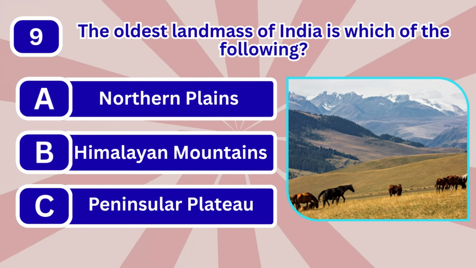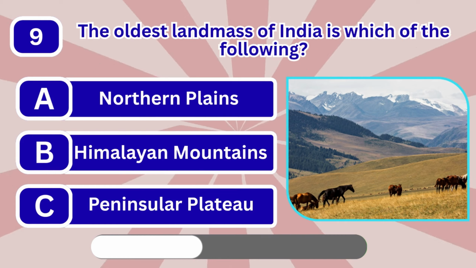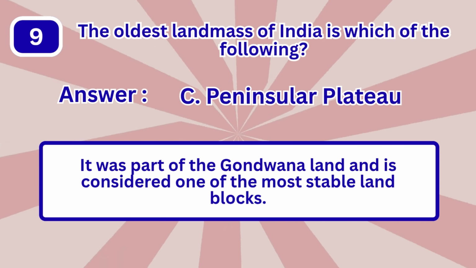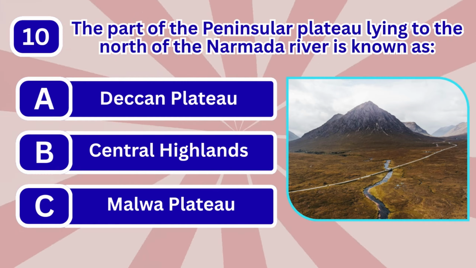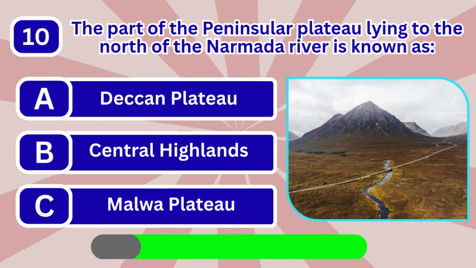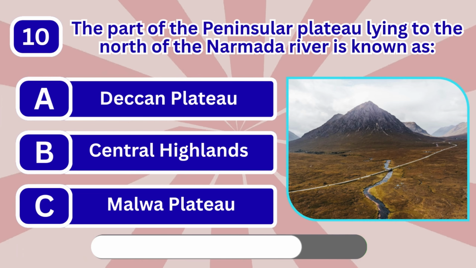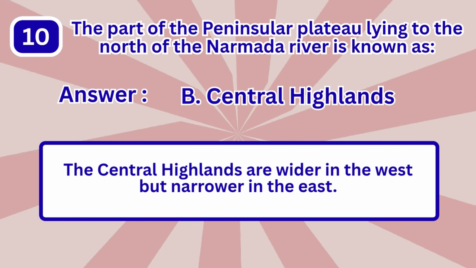The oldest landmass of India is which of the following? Say, Peninsular Plateau. The part of the Peninsular Plateau lying to the north of the Narmada River is known as? B. Central Highlands.